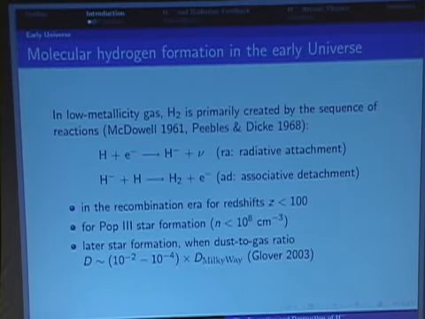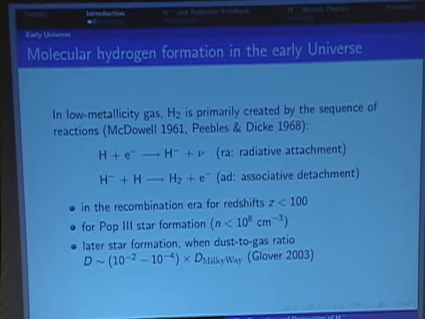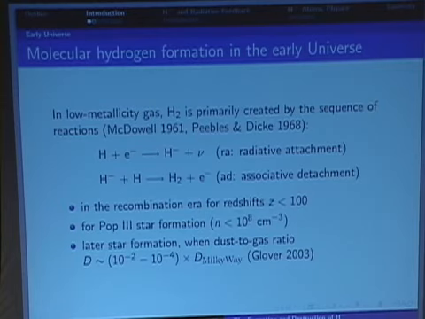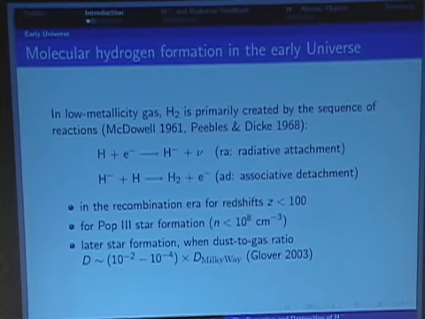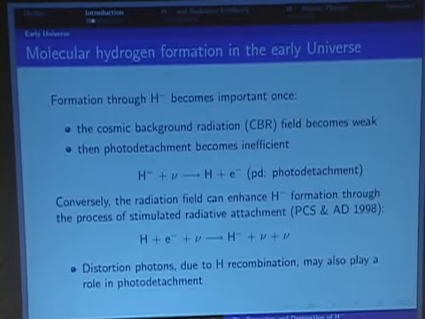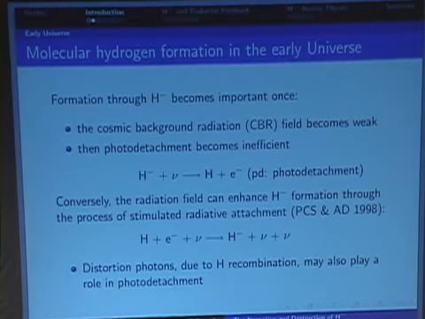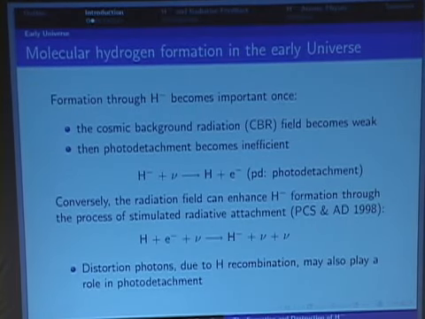Simon Glover did a little study to see where this sequence of reactions is the dominant way to make H2. Of course, you expect it to be in low metallicity gas, and he just parameterized where it would be related to the dust to gas ratio of the Milky Way. So in some small metallicity regions, these two processes could dominate the way H2 is made. Of course, when the metallicity is high, it's made off of grain surfaces.